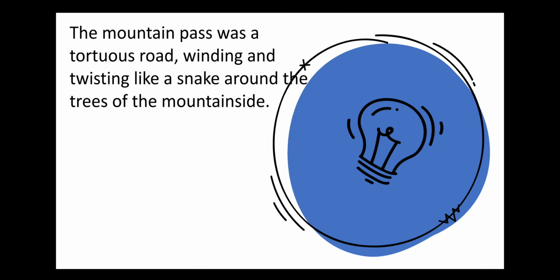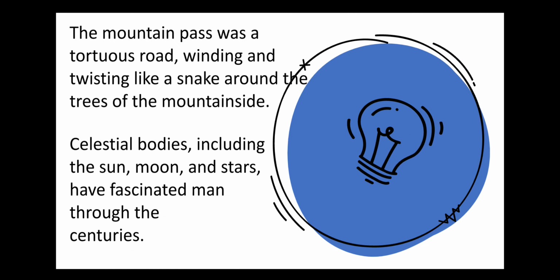Another example, the mountain pass was a tortuous road, winding and twisting like a snake around the trees of the mountainside. So something that winds and twists is a tortuous road. Celestial bodies, including the sun, moon, and stars, have fascinated man through the centuries. So what are celestial bodies? Sun, moon, and stars.